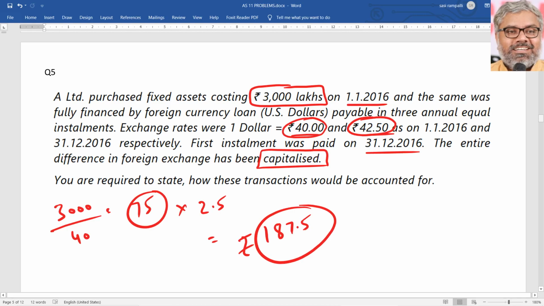that is chosen. Or alternatively, the organizations can even choose the FCMITD account to be debited. So in that case, FCMITD account will be debited, loan account will be credited. FCMITD account, whatever the balance of 187.5 lakhs is there, that will be amortized over 3 years in future.